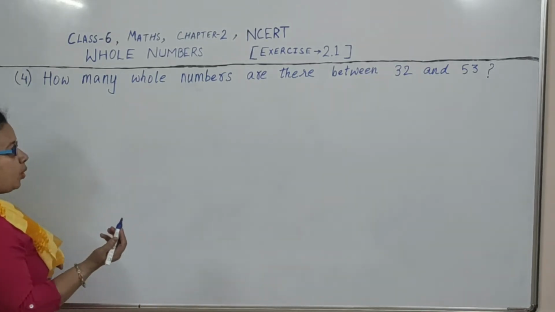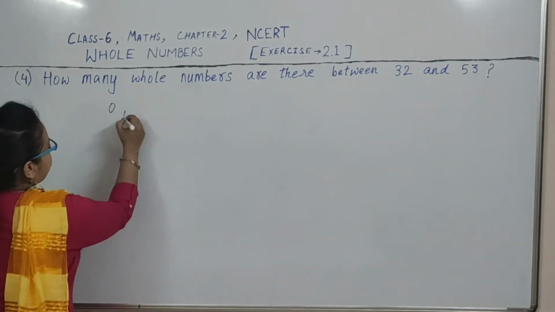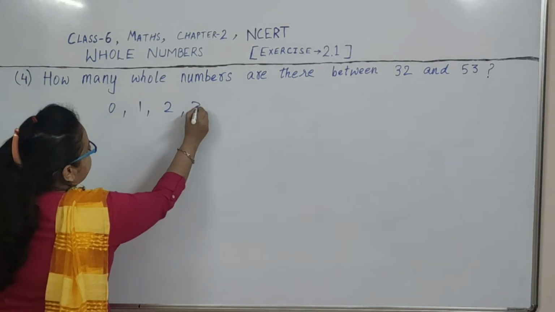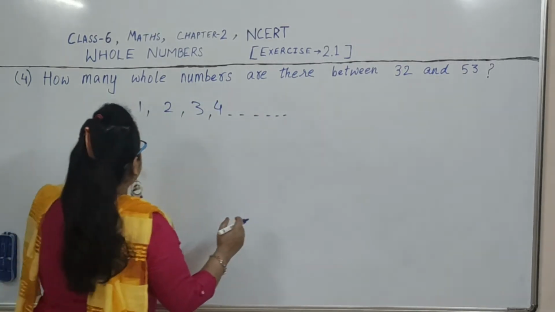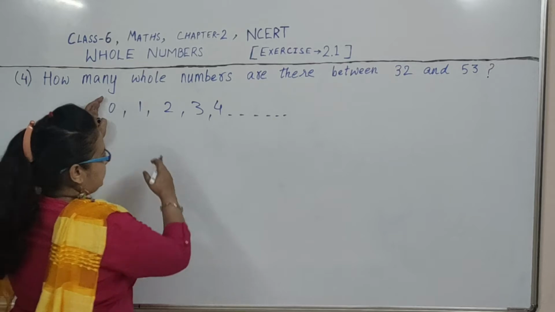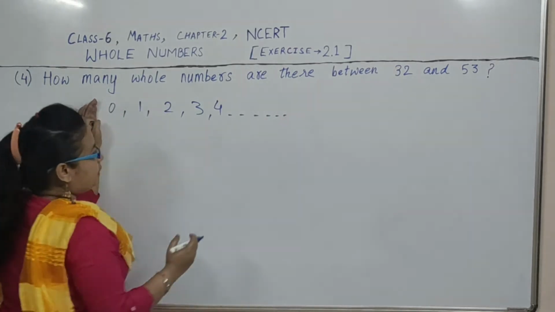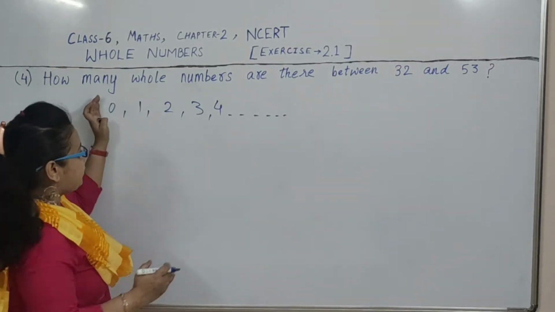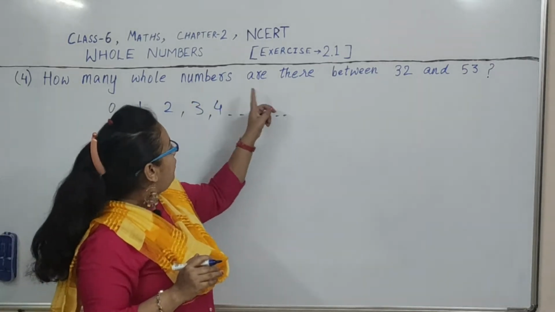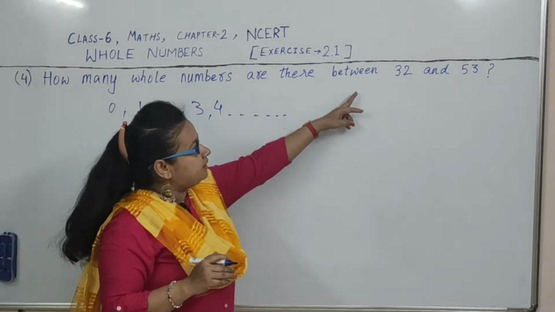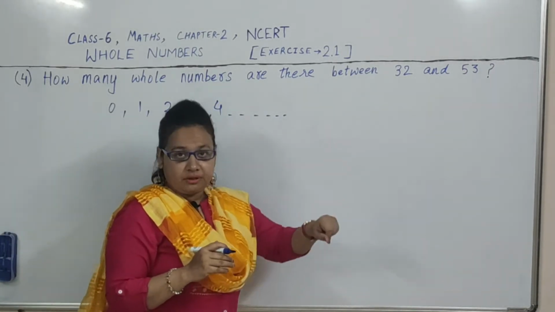Okay, so what are whole numbers? Whole numbers are 0, 1, 2, 3, 4. Like that, if we go on writing the numbers, that whole collection starting from 0 is known as whole numbers. So now what is the question? How many whole numbers are there between 32 and 53?